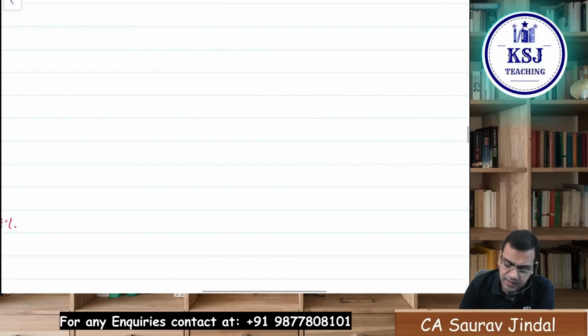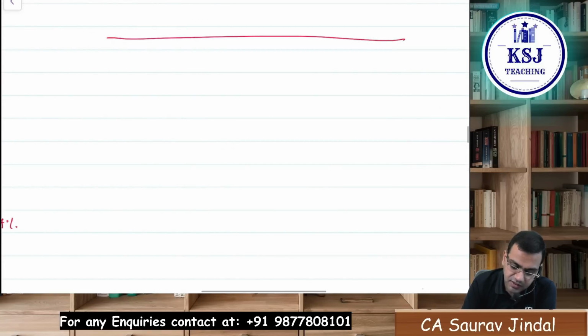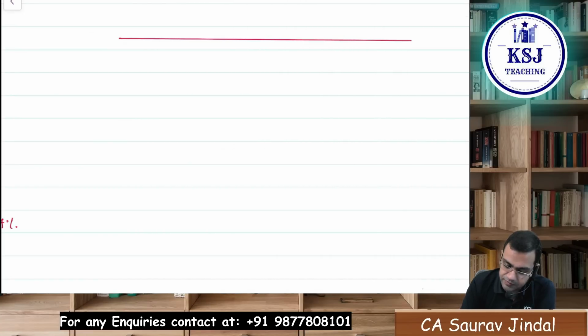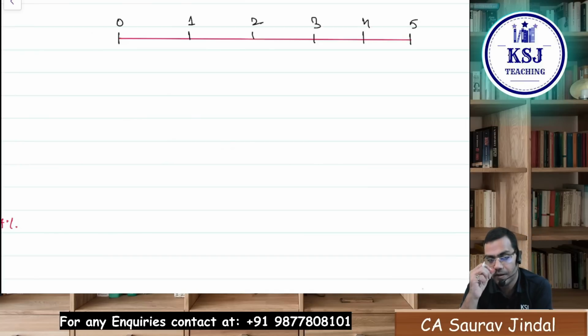Just try to understand the timeline here. It is 5 years. So I'll take a 5 year timeline here: 0 period, first period, second period, third period, fourth period and fifth period. Right? At 0 period you will have what? When you issue the debenture, you will have a cash inflow.